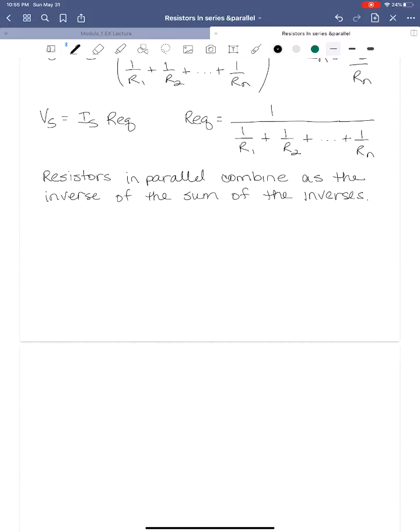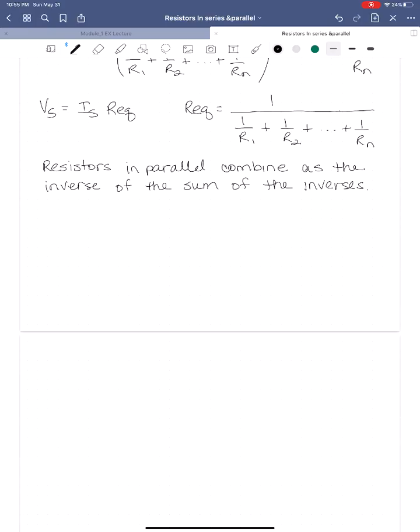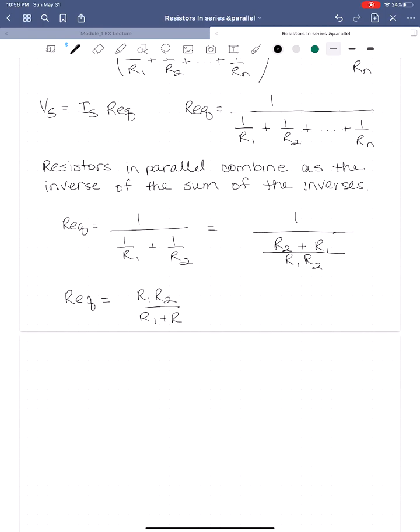So let's look at the case of two resistors. I want to look at Req is equal to 1 over 1 over R1 plus 1 over R2. If we did some math here and found a common denominator, this would equal 1 over R2 plus R1 in the numerator over R1 R2. Now when we take that inverse, we'll have Req is equal to R1 times R2 over R1 plus R2. So when we're just looking at two resistors in parallel, we combine them as the product over the sum, which is a nicer way to remember these things.